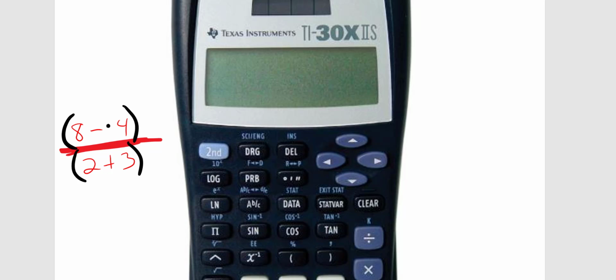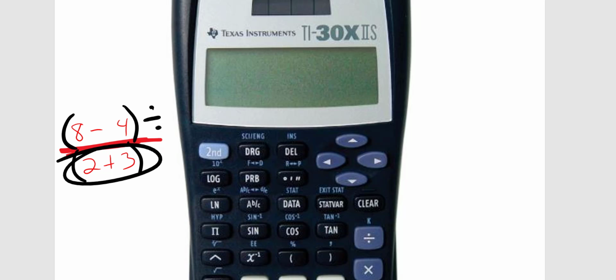So you're going to type in parentheses 8 minus 4, close parentheses, divided by parentheses 2 plus 3, close parentheses, and then you're going to get the correct answer. I'm just trying to give you some tips on how to do some of these problems. So lots of parentheses, and if it's a fraction like that, make sure you put the top in parentheses and the bottom in parentheses.